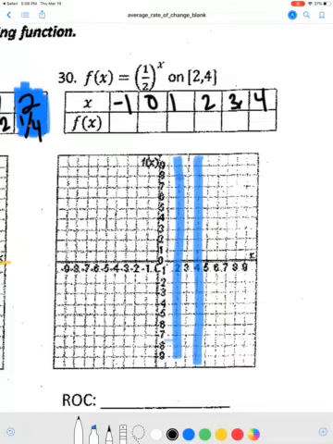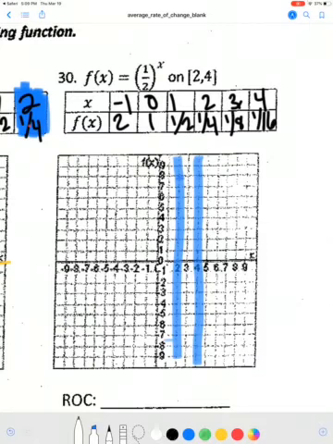I want to plug that in from my table. I get, again, 2, 1, 1/2, 1/4, 1/8, and 1/16. This one's getting small. Okay, again, don't be afraid of fractions.